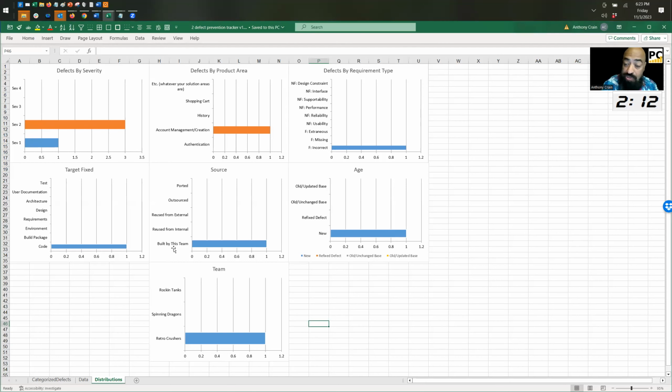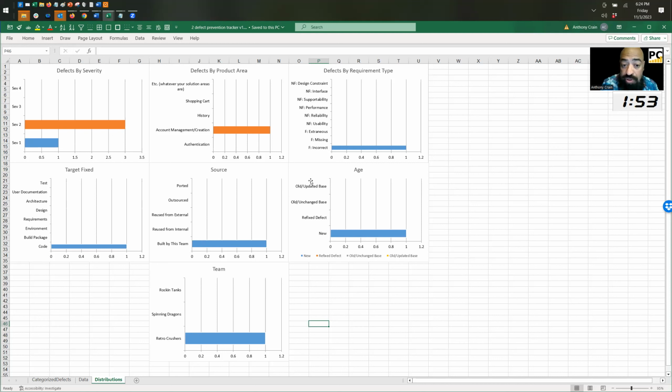The source, was it built by this team? Was it reused from an internal? Was it reused from external? Was it outsourced or was it ported? If we find that outsourcing is our biggest source of defects, then our play is going to be quite different than if it's built by this team, right? So again, these categories will give us ideas of where to improve.